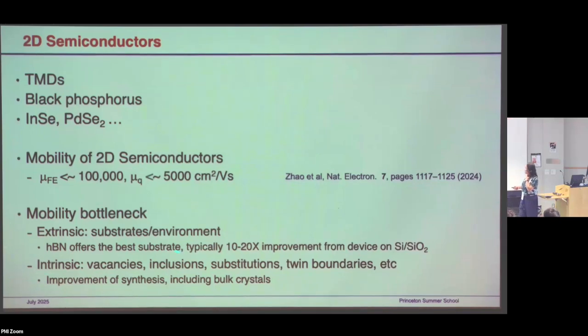But I would say right now, the bottleneck of the mobility of 2D semiconductors, a lot of it is the material itself. You start with a really good bulk crystal, and then you can exfoliate the materials and have a higher quality. So I think there's a lot of work at improving the synthesis of the material, including synthesis of bulk crystals.